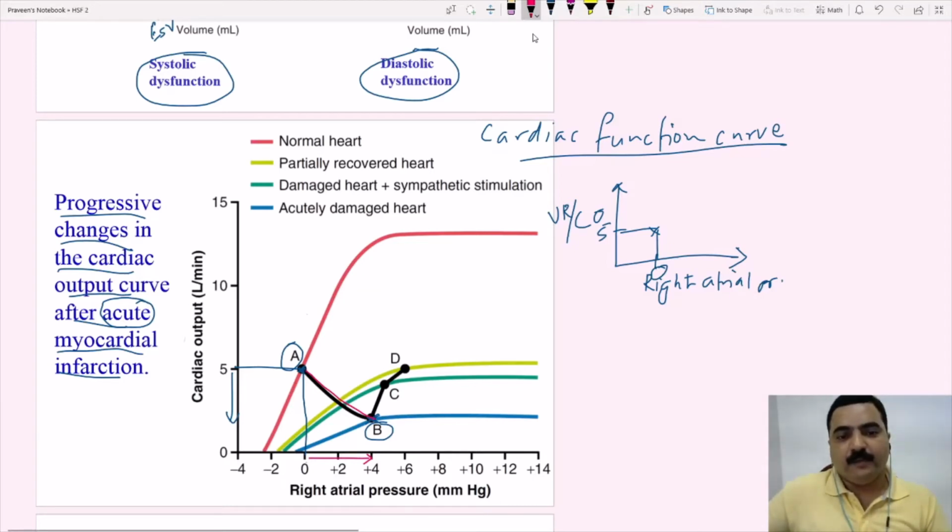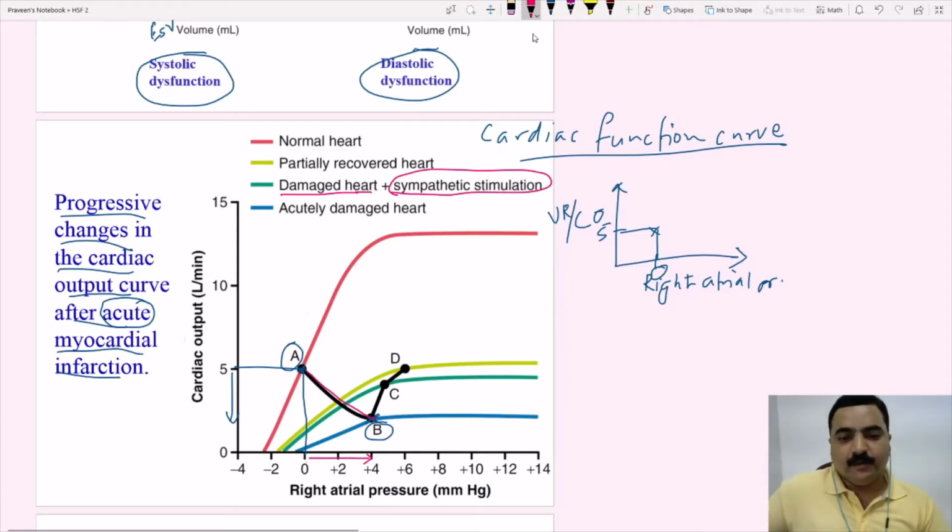So there are two types of compensation that we have. One is the sympathetic. Okay, so when the heart is damaged, what will happen? The first compensation is the sympathetic stimulation. So what will the sympathetic stimulation do? It will act on the alpha 1 receptors and cause vasoconstriction. It will also cause the release of epinephrine from the adrenal medulla, and epinephrine can act on the beta receptors of the heart and cause increased contractility, trying to increase the rate of the heart. The heart is failing, but it will try to compensate for that.